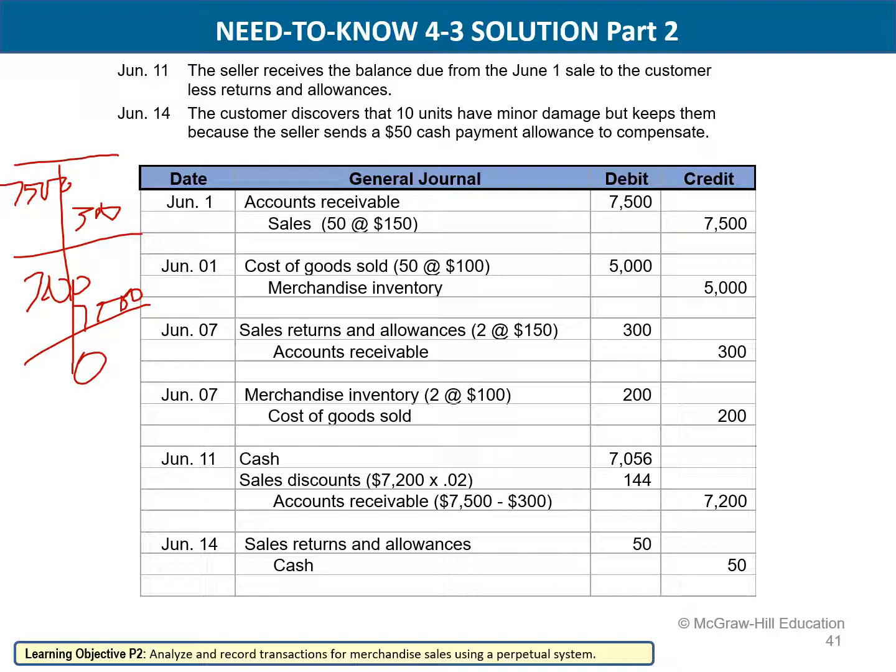And then on June 14th, the customer discovers that 10 of the units have minor damage, but he wants to keep them. So we send him $50 basically, right? So we're going to record a sales return and allowance. That's a contra revenue account. Contra revenue accounts are increased with debits. And we're going to reduce our cash with a credit, $50. Okay.